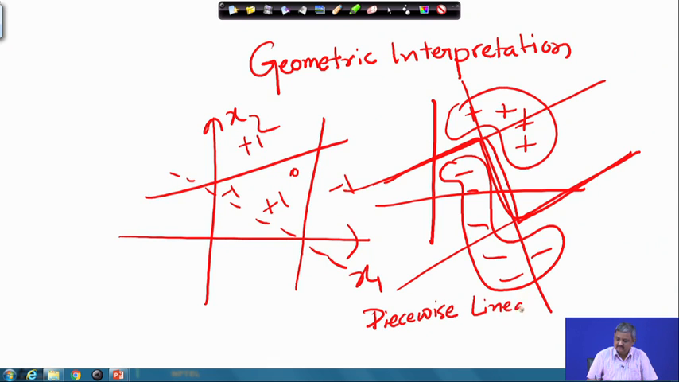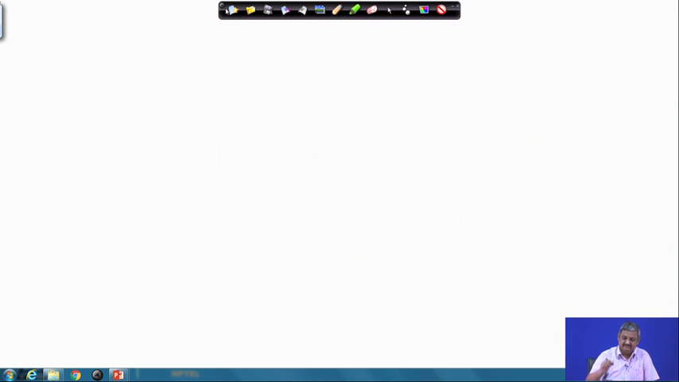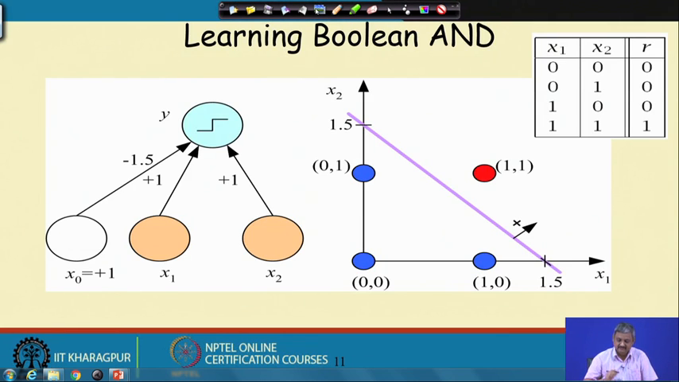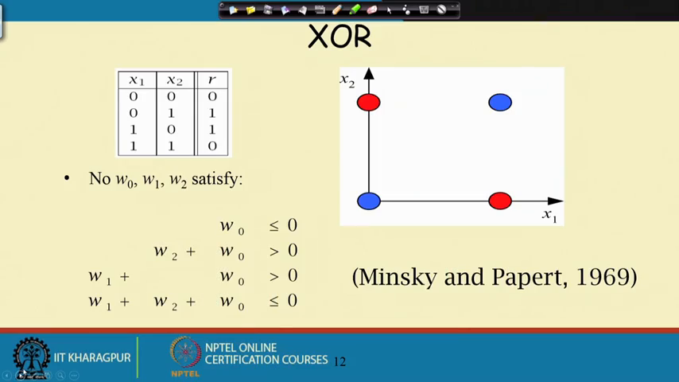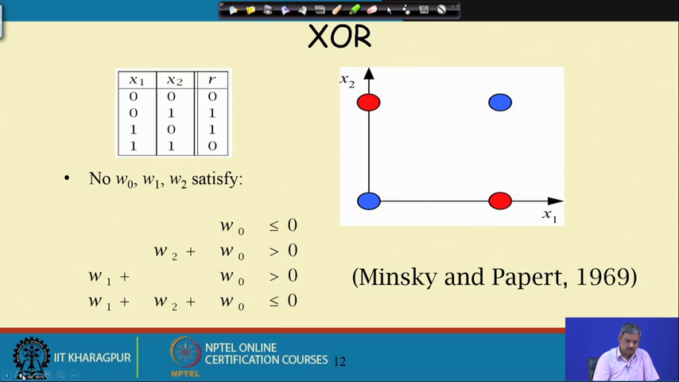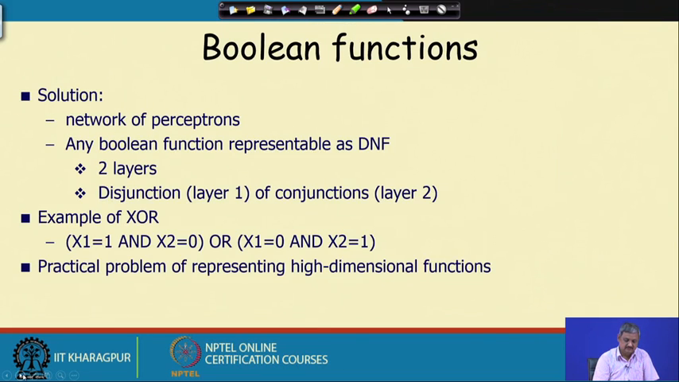In fact, it can be shown that any complex surface can be realized by such things. Okay. So, I have explained everything with the help of logic functions, but in general it holds true for any kind of classification task. So, this is the XOR, this is the XOR.